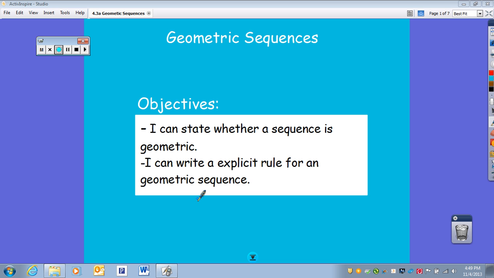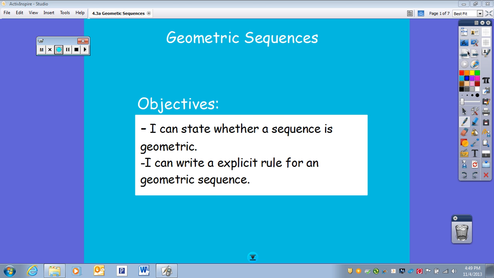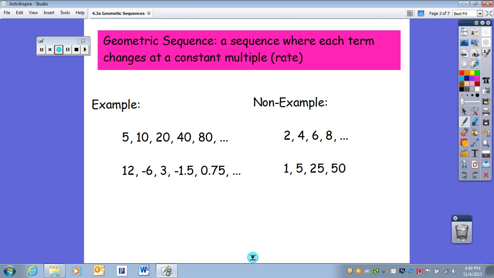In this lesson, we are going to begin with geometric sequences. We will state whether a sequence is geometric and then be able to write the explicit rule for our geometric sequence. Let's begin by defining a geometric sequence. It is a sequence where each term changes at a constant multiple or rate.